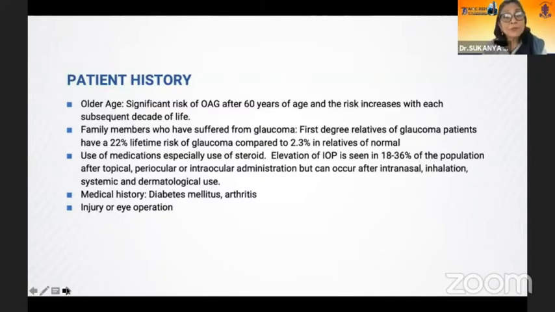In the past, there was some confusion whether diabetics are at a greater risk or not, but recent meta-analyses have shown that diabetes mellitus is a significant risk factor. If the patient has arthritis, he might have used steroids, or he might have uveitis, which can be associated with secondary glaucoma. And always we must ask whether the patient has had an eye injury or an eye operation in the past, because these patients are at a greater risk of developing secondary glaucomas.